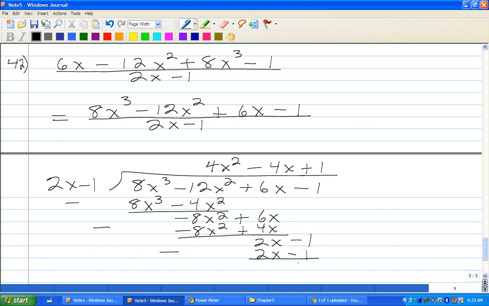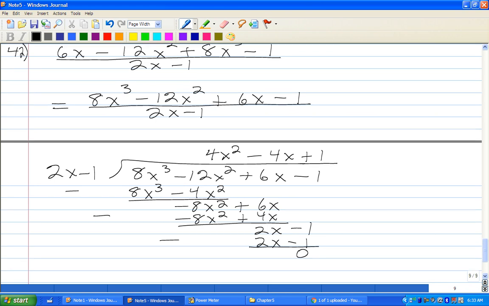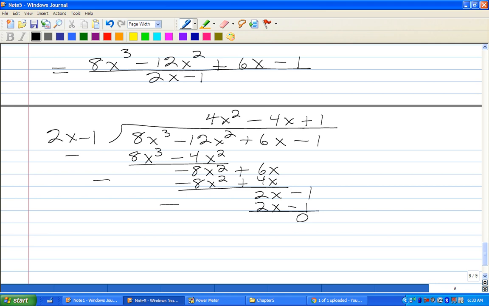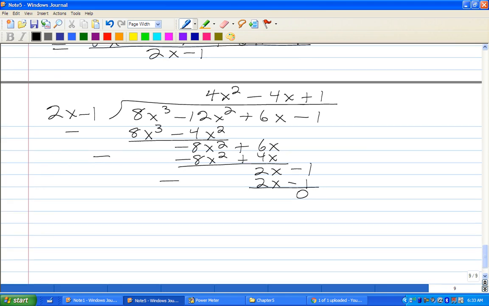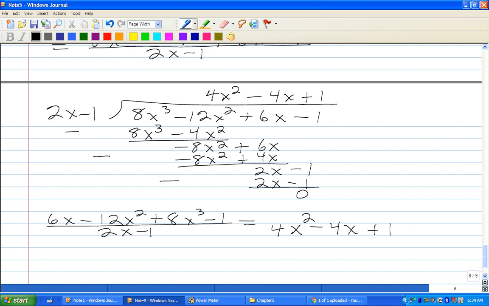Subtract. Well, these cancel. And so you get that the original 6x minus 12x squared plus 8x cubed minus 1 over 2x minus 1 is equal to the quotient 4x squared minus 4x plus 1 with no remainder. And that is your answer.